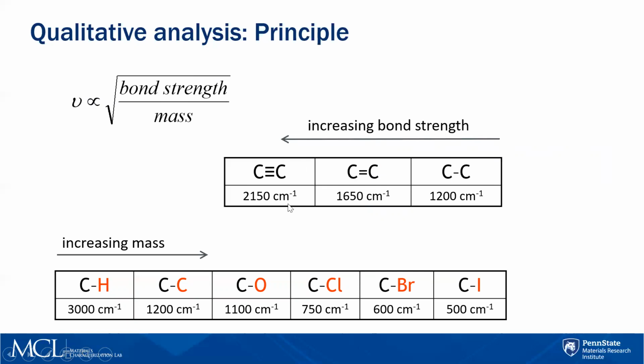The second factor is the reduced mass, which is an average of the atomic masses of the bonded atoms. The higher the reduced mass, the lower the frequency at which we observe a peak. And this allows us to distinguish between different species bonded to carbon, for example. So we see a lower frequency for heavier atoms bonded to carbon and a higher frequency for lighter atoms bonded to carbon.